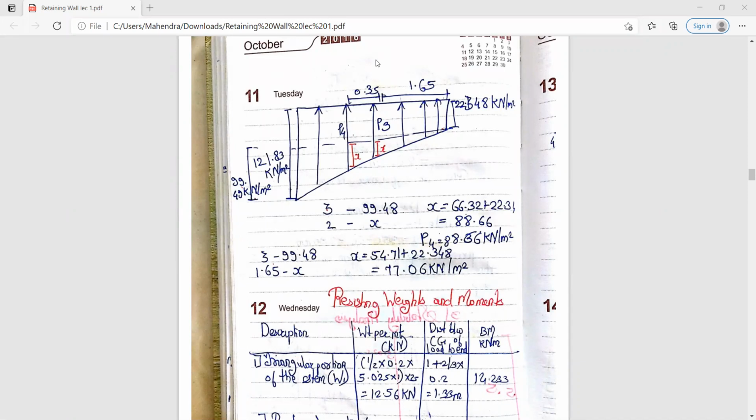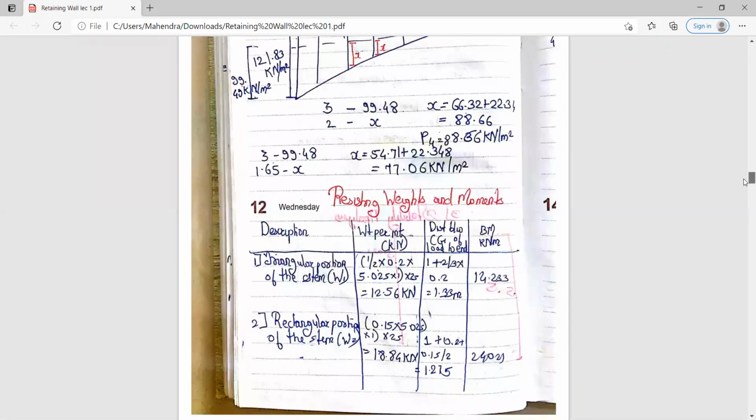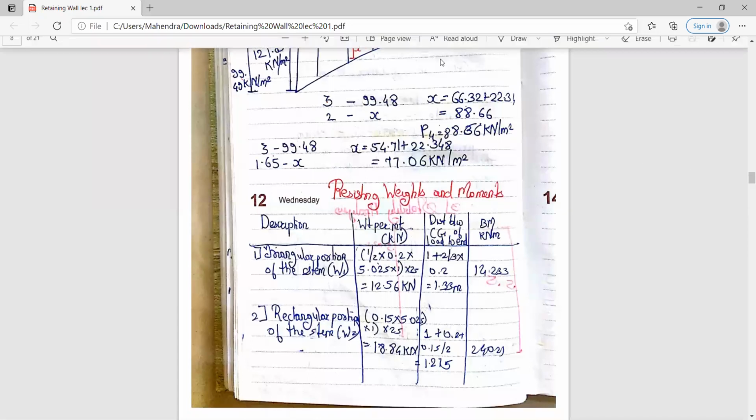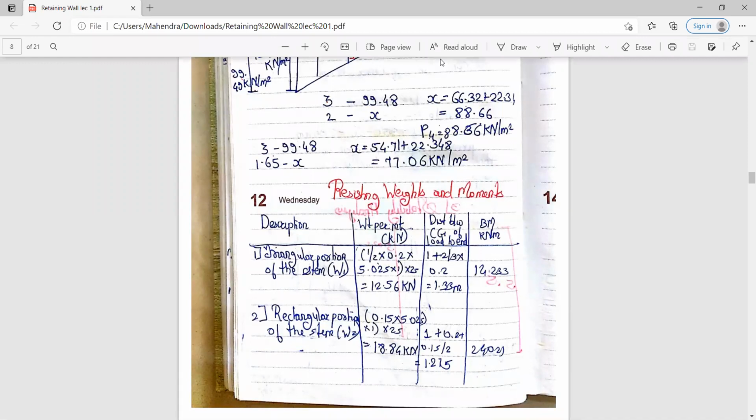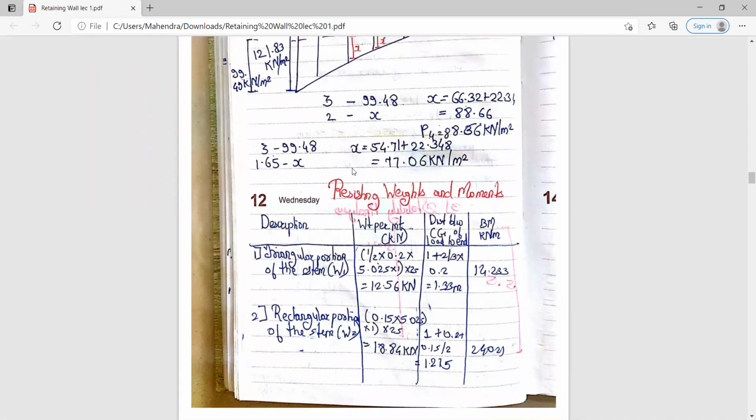Now you need to calculate the resisting weights and moments. For that, refer to your stability analysis diagram for the stem that you had drawn earlier. First, consider the triangular portion of the stem, that is W1. The triangular portion you drew inside the stem is the one you will consider.